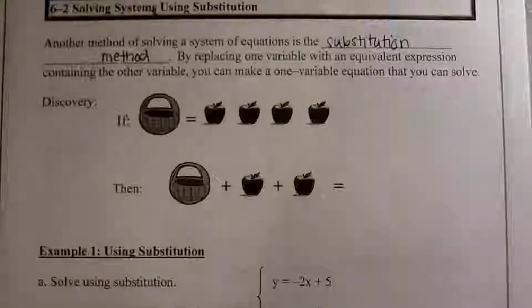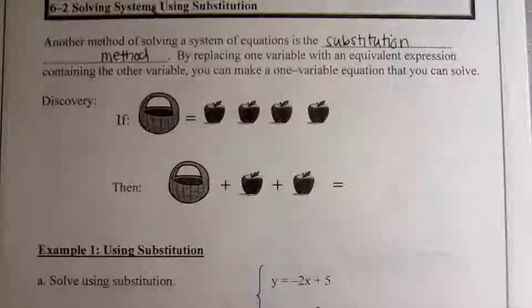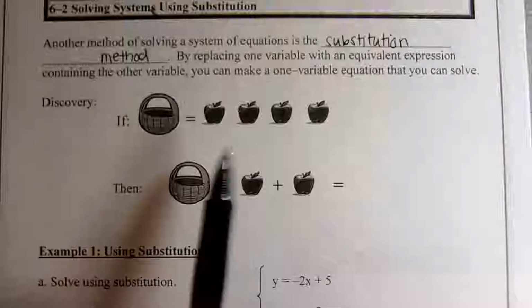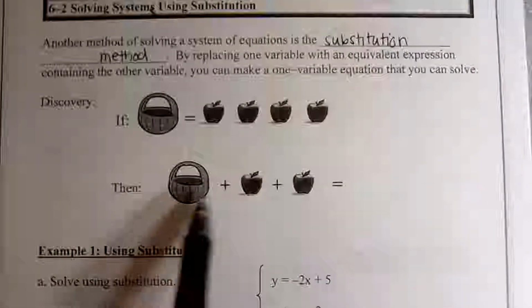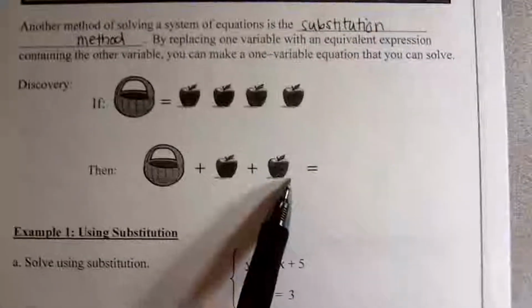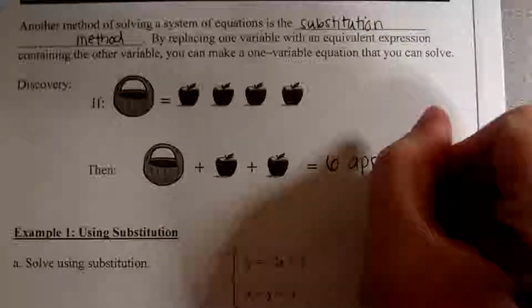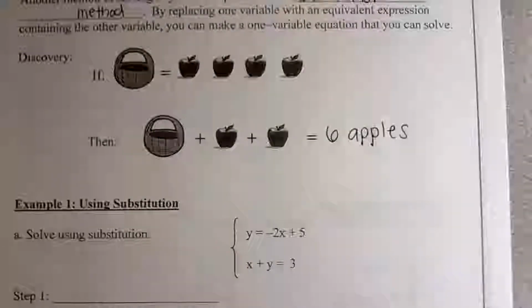And we've done something very similar to the substitution method when we were doing some of the problems in the first unit when we were solving equations. So some of this might look a little familiar. If a basket has 4 apples in it, and you have a basket plus 2 more apples, how many apples do you have? 6. You have 6 apples. So that is the basic idea behind the substitution method and what we are doing. We are substituting something in for something else.